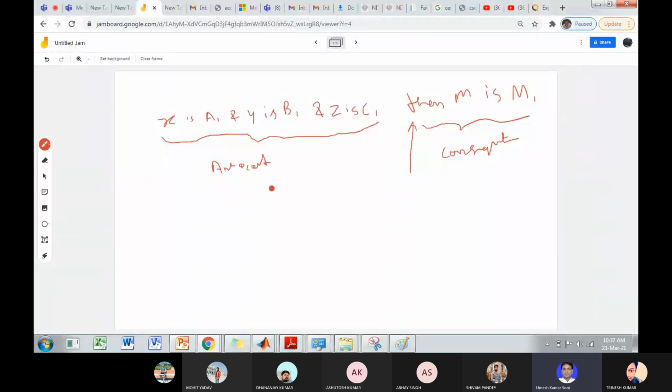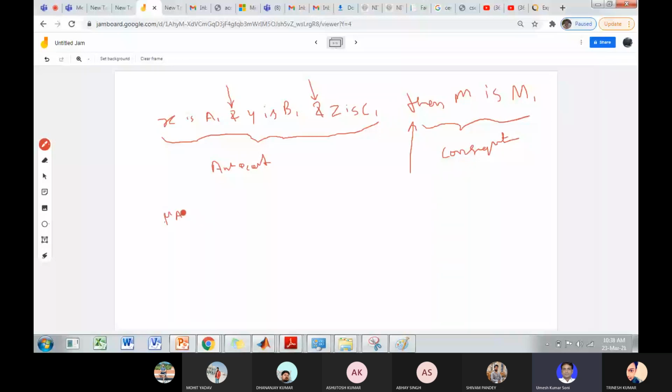Okay, so you can have multiple AND operators here. Suppose it can also be the rule that x is a1 and y is b1 or z is c1. In that condition, one AND operator will be there and one OR operator will be there. Suppose we are generally considering only the AND operators. So what will be the membership grade of the overall antecedent part?